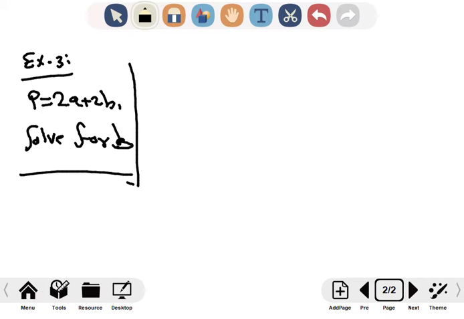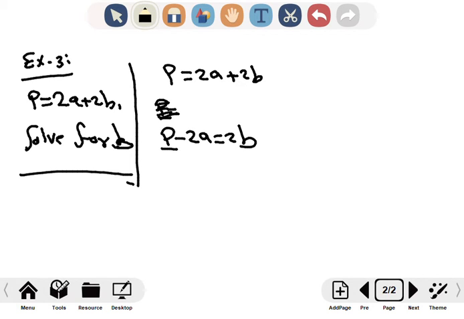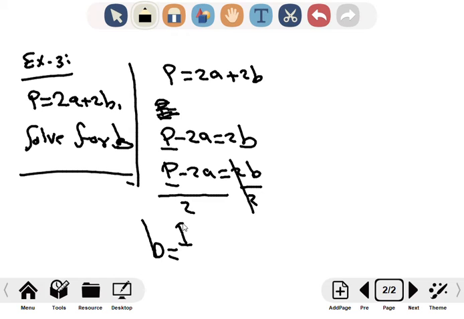Now let's take this equation: P equals 2A plus 2B. I want B alone. Keep 2B here, and shift 2A over. So P minus 2A equals 2B. Can I simplify P minus 2A? No, they are different variables. To find B alone, divide both sides by 2. Now B equals P minus 2A all over 2.